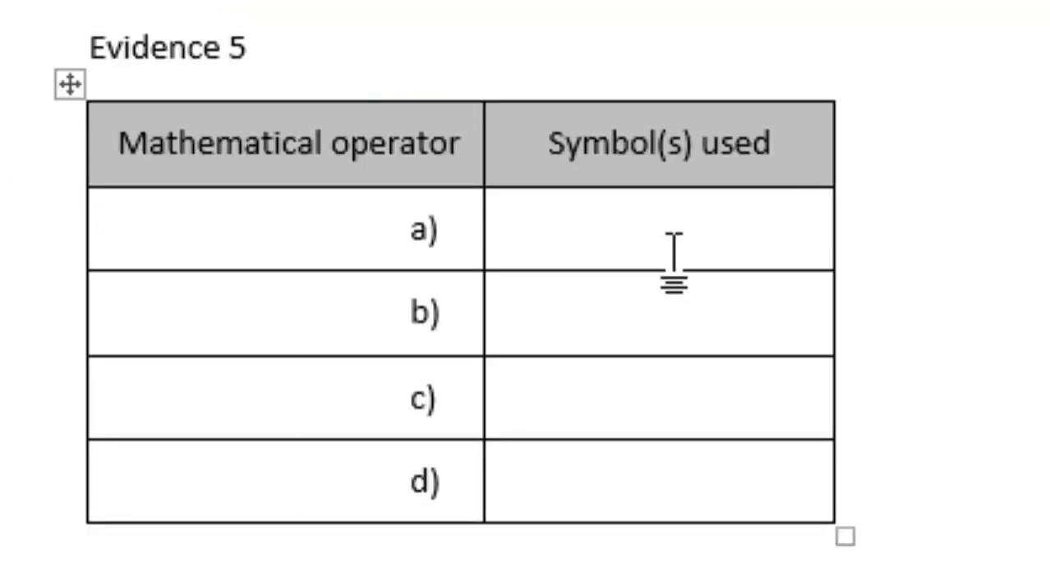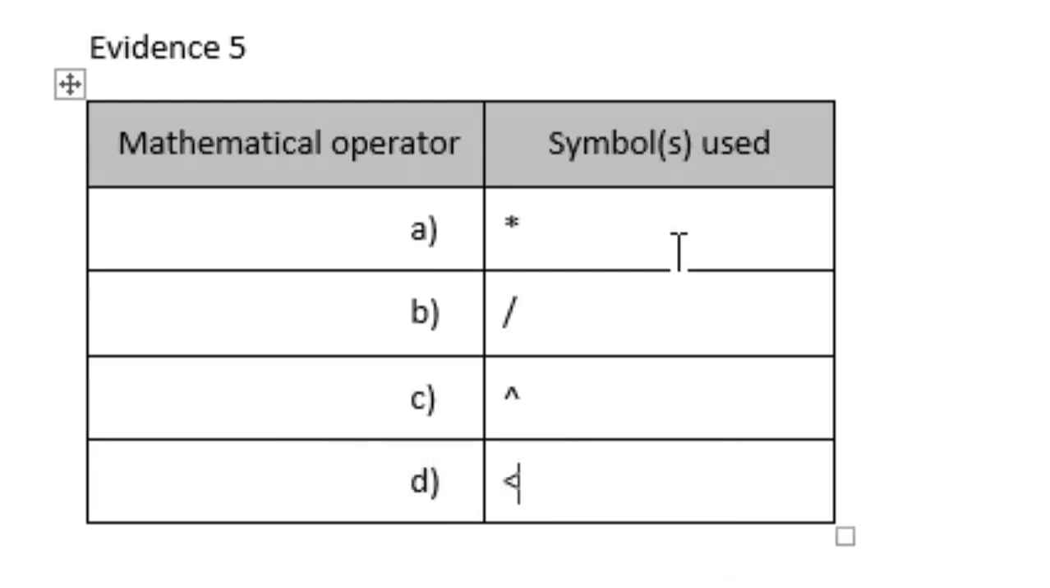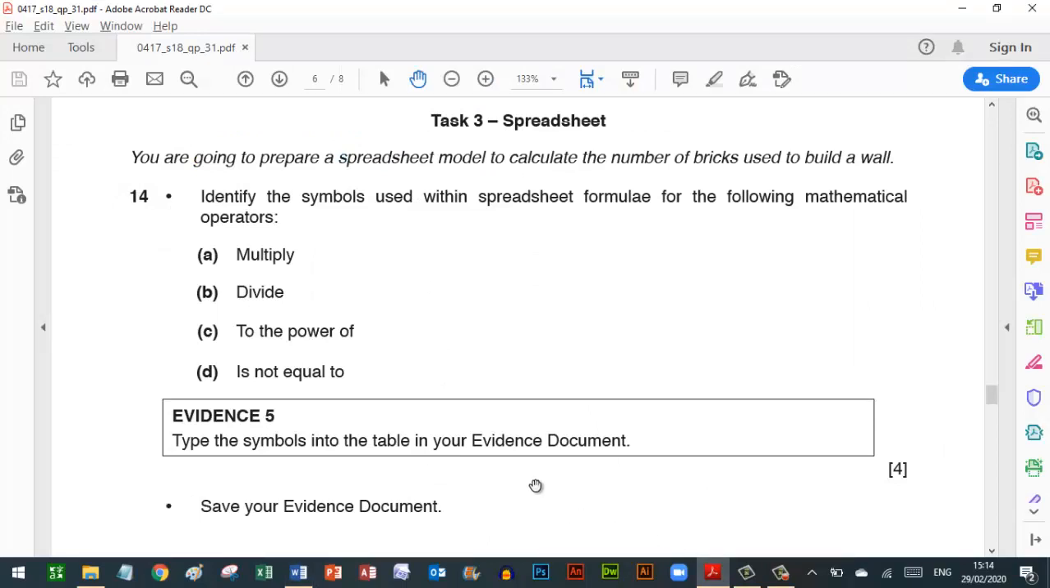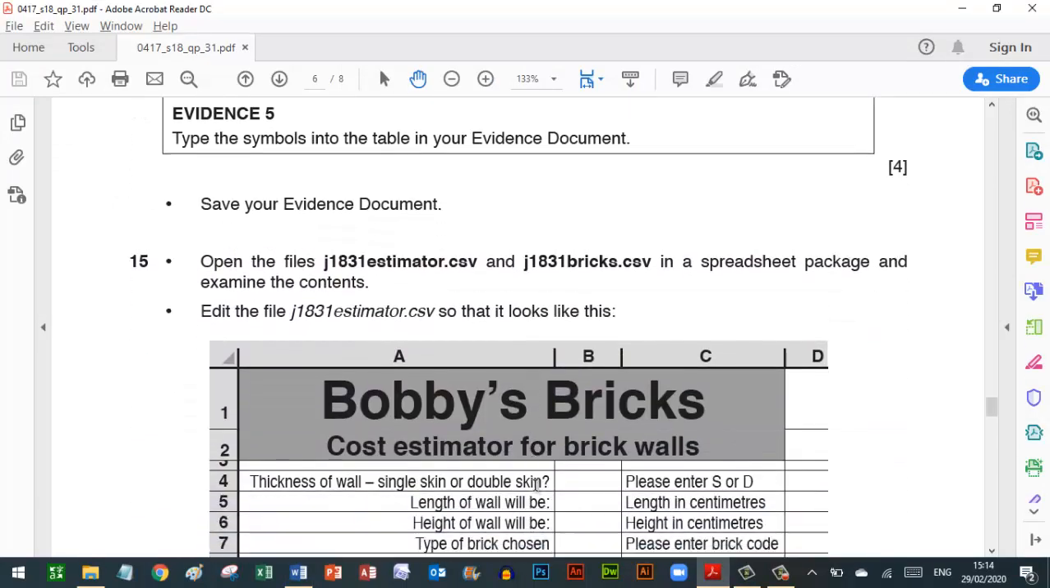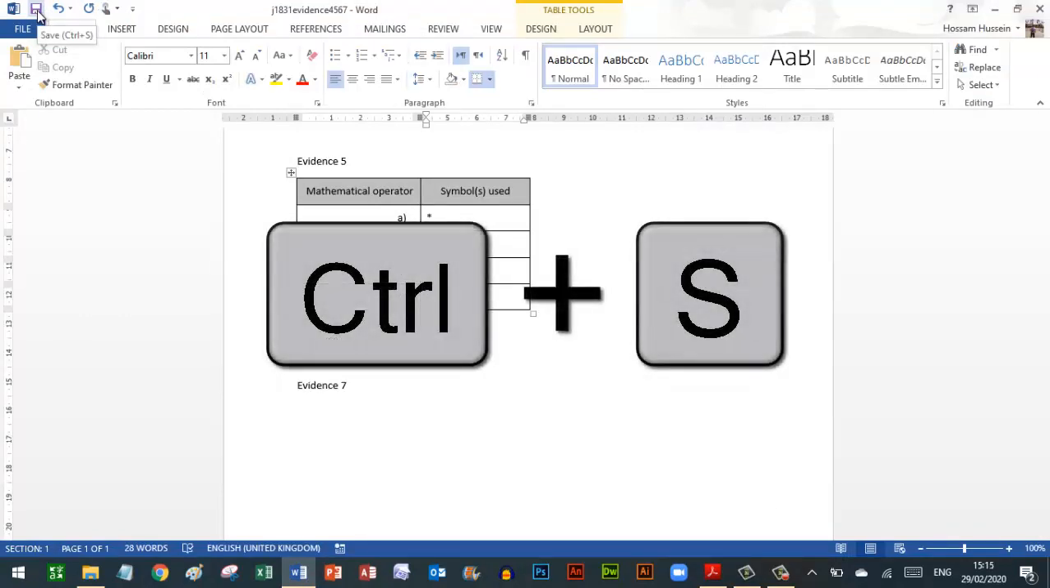Multiplication is asterisk or star, divide slash, power this sample, shift plus 6, and not equal, less than and greater than at the same time. Save your evidence document or Ctrl plus S.